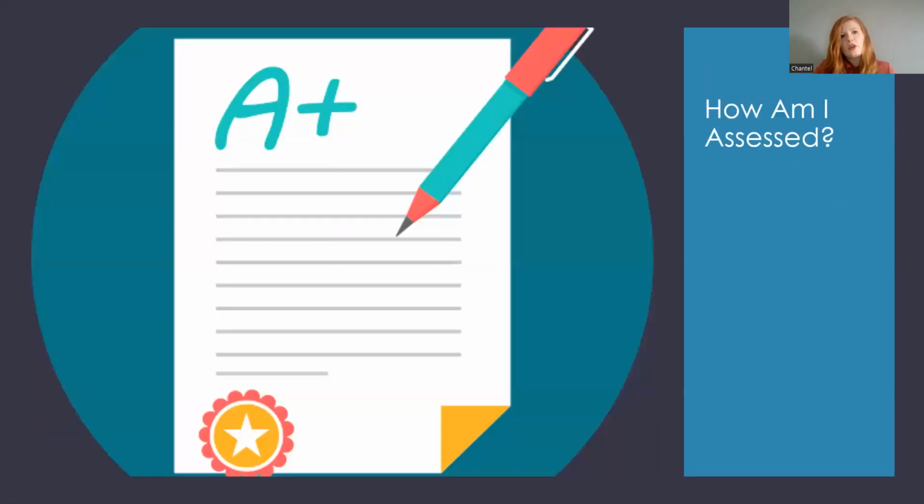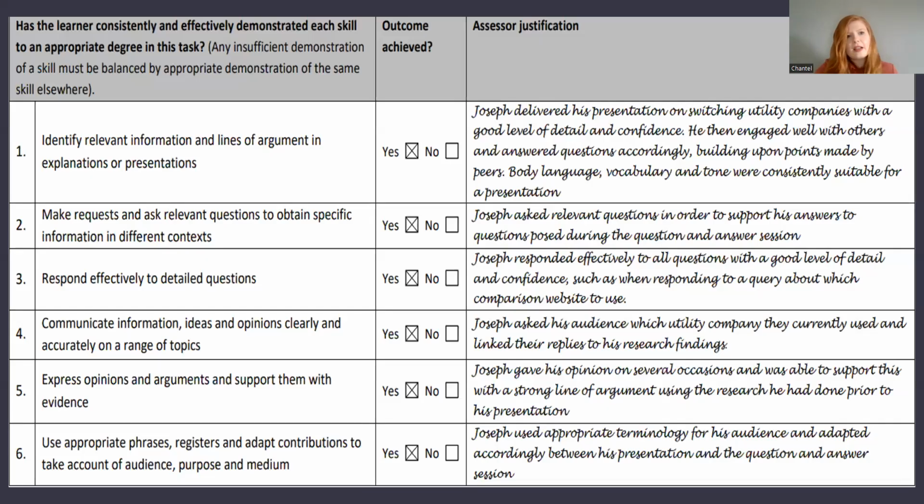How are you assessed for the presentation? The things that we are looking for are on this assessor sheet here. This is the sheet that we as assessors will look for when we are assessing you.